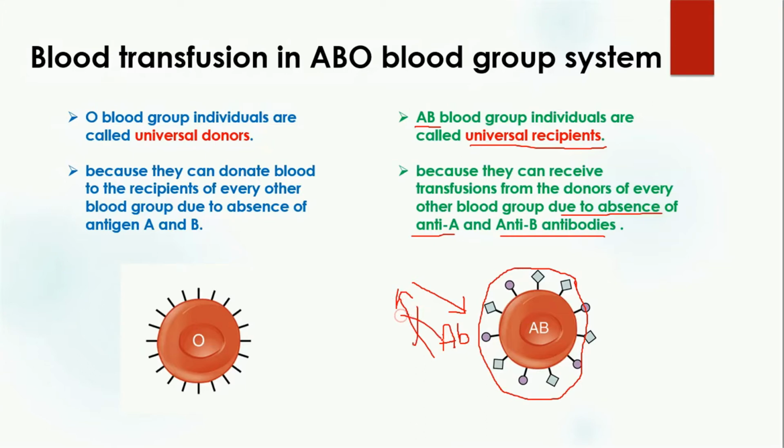So when there is no antibody, there is no attack, and individuals of the AB blood group type can receive blood from blood group A, from blood group B, from blood group O, and from blood group AB.